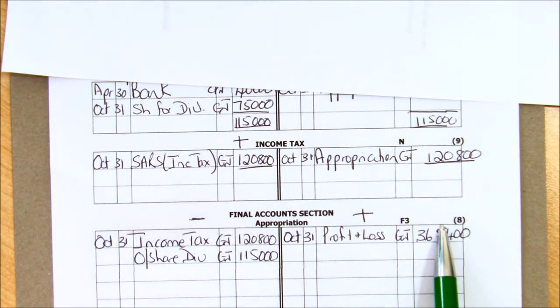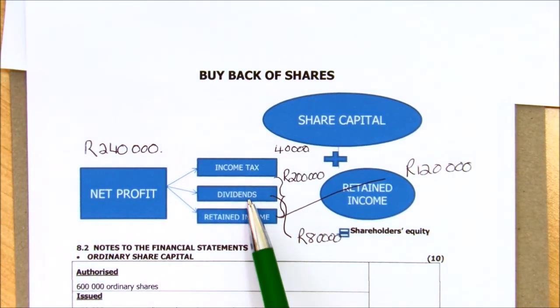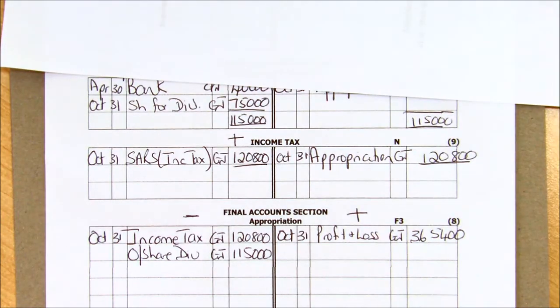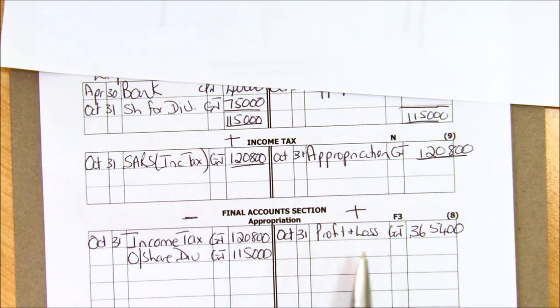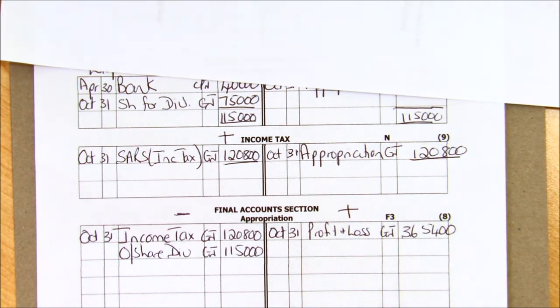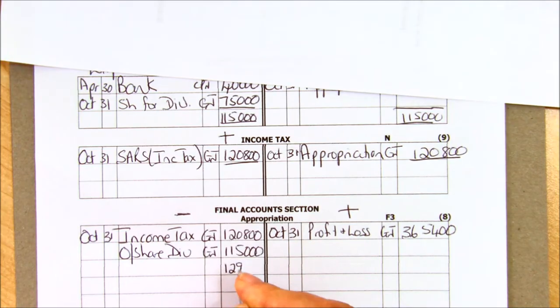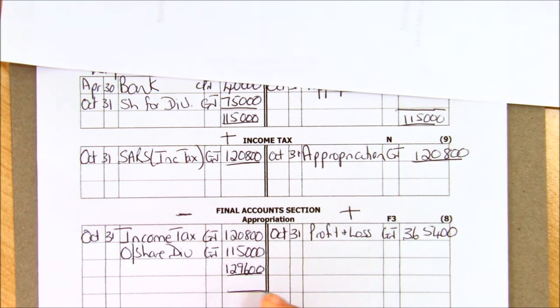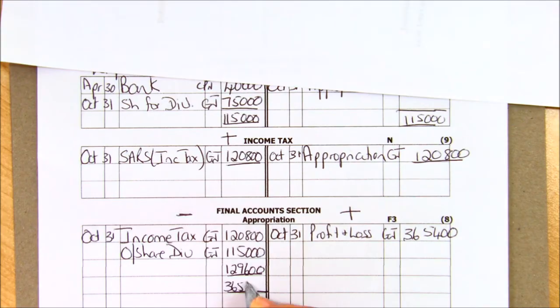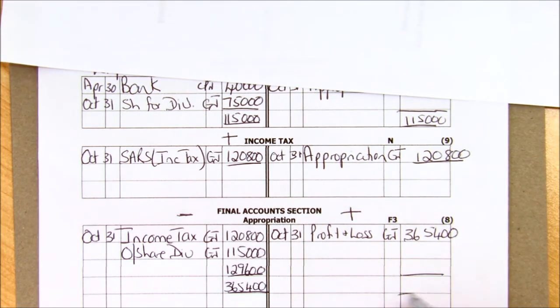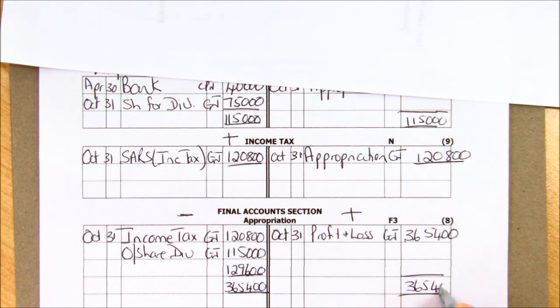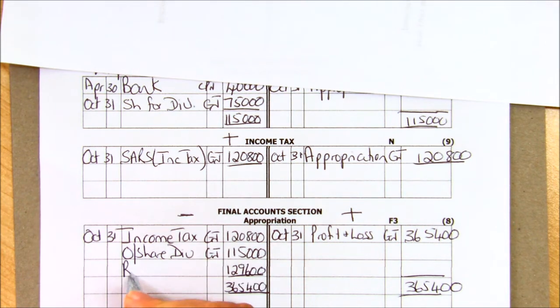So out of the 365, you have appropriated, remember going back, the income tax and the dividends. And so there's the amount, income tax and dividends. And whatever's left over here, and if we balance this out, there's an amount of 129,600. We only had 365,400. And so we've got to appropriate the full amount. We've got to divide it all. So we have to allocate all of it. And that is going back to your retained income.